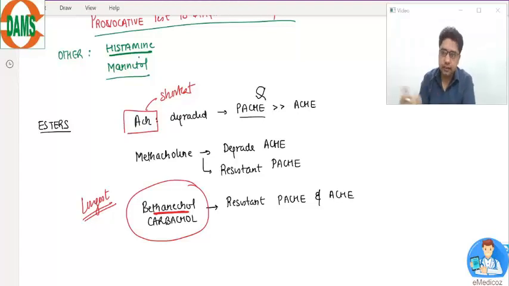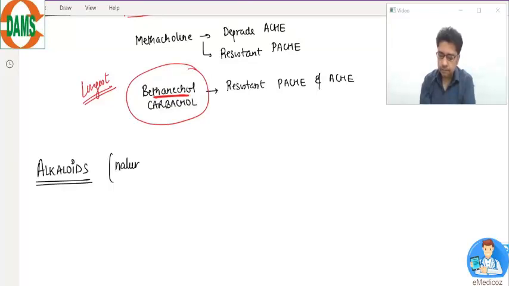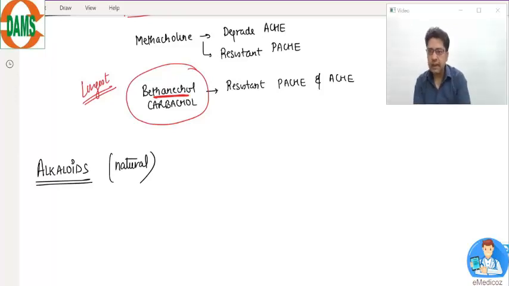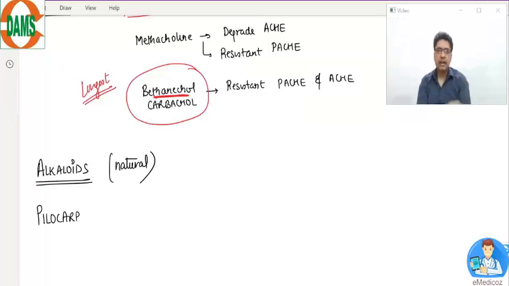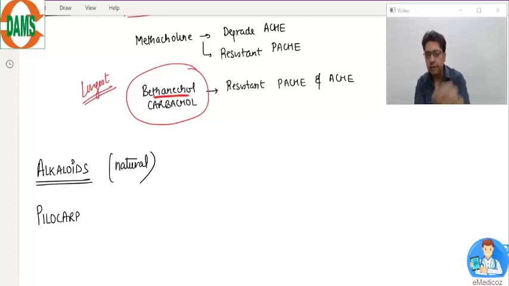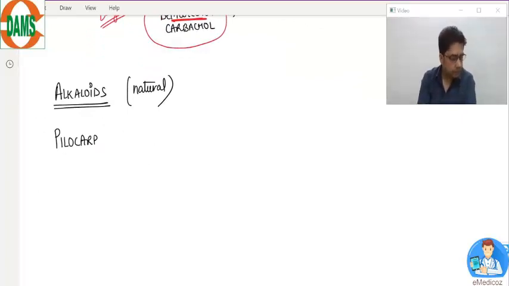Let's come now to other drugs which are found in nature. Alkaloids. So let's make a heading, alkaloids. Alkaloids are natural. And among them, we have to discuss only three drugs. The first drug we will write is pilocarpine. Please mark, it's a very important drug for you. You will get questions very often on pilocarpine.